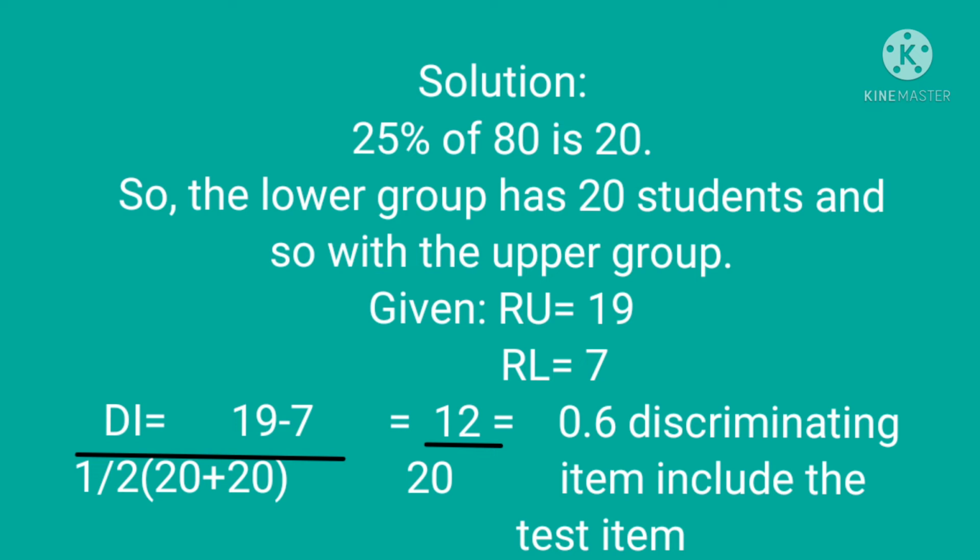Discrimination index is equal to upper group 19, lower group 7: 19 minus 7, divided by one half of T. The upper group and lower group is 20 each, so it's 40. So 19 minus 7 is equal to 12, and half of 40 is equal to 20. So 12 divided by 20 is equal to 0.6. 0.6 is a discriminating item. Include the test item.